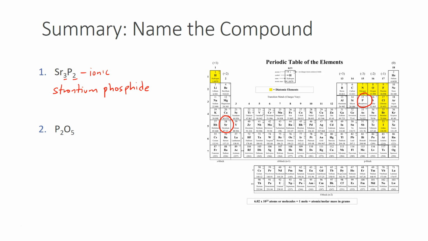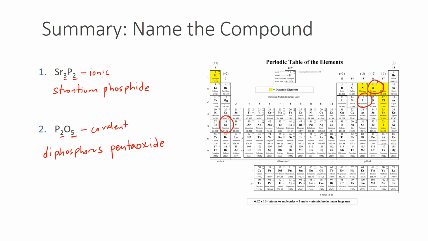Number 2, P2O5, so we know that phosphorus is a nonmetal. We also know that oxygen is a nonmetal, so this is a covalent compound. The rules for covalent compounds is that we need to use prefixes. This is a 2, so we're going to start this with di, and we write the full element name, so it's diphosphorus. Diphosphorus, and then 5, the prefix is penta, so it's pentaoxide. Don't forget that IDE ending.